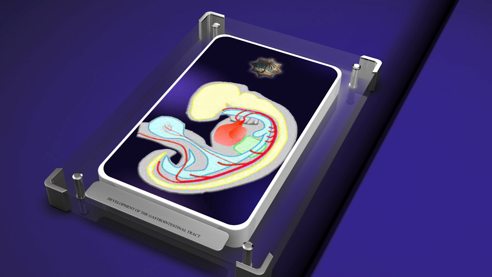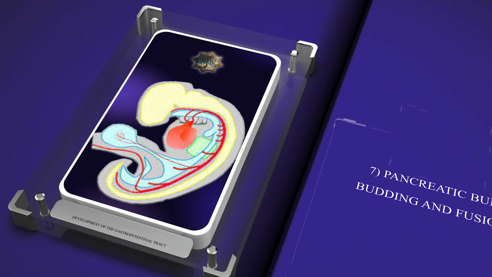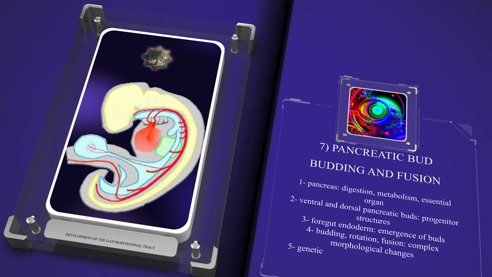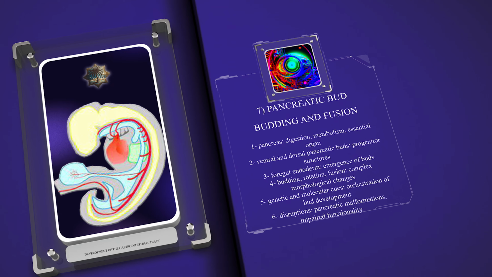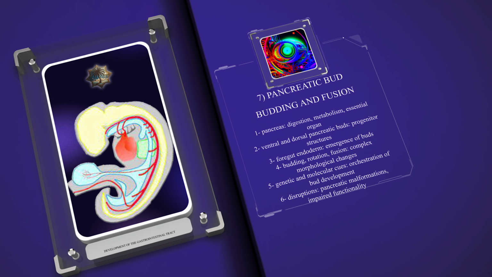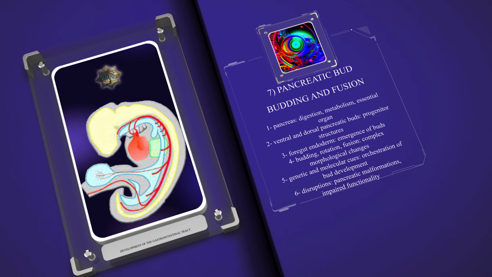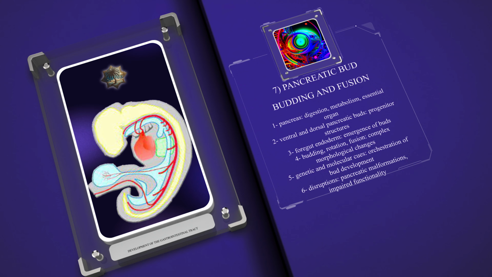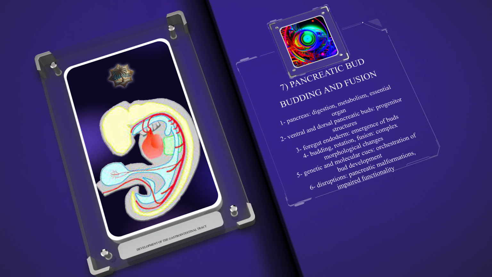The pancreas, an essential organ for digestion and metabolism, develops from two progenitor structures, the ventral and dorsal pancreatic buds. These buds emerge from the foregut endoderm and undergo complex morphological changes before ultimately fusing together. The proper budding, rotation, and fusion of the ventral and dorsal pancreatic buds are orchestrated by specific genetic and molecular cues. Disruptions in this process can lead to pancreatic malformations and impaired functionality.